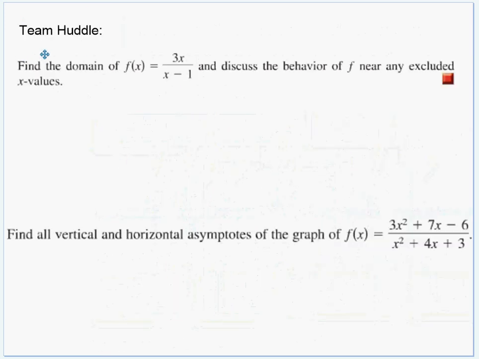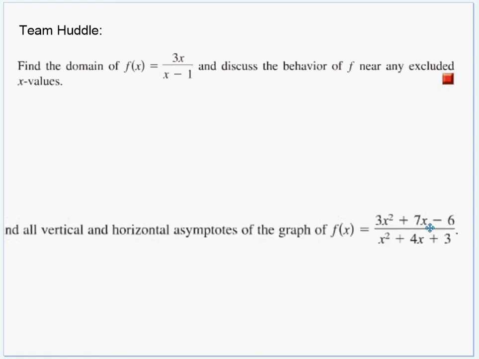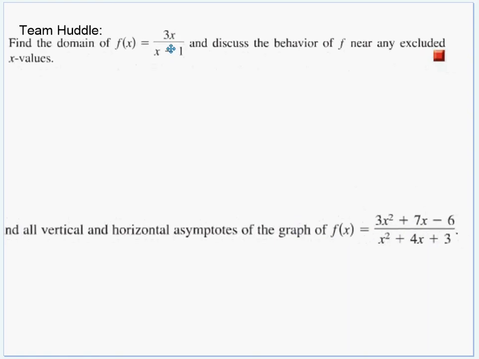A couple for you to try. Find the domain of this. Figure out what's happening as you get close to the value that's excluded, and then find the vertical and horizontal asymptotes here. So pause the video and try those and fire it up and see if you got them right.